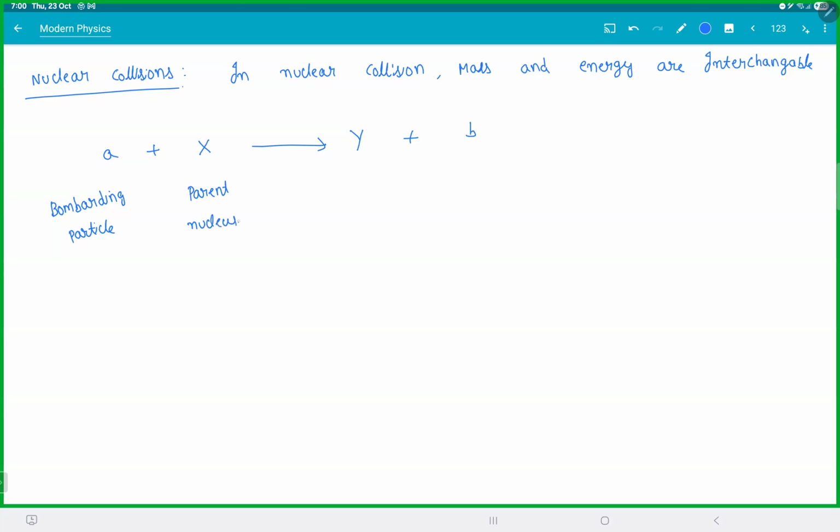So X is your parent nucleus. This Y is a daughter nucleus. So whenever this bombarding particle hits this nucleus, it transforms into a different nucleus and it emits a particle. So if you take this mass to be m1, which has velocity v1, remember one thing: in nuclear reactions, momentum is always conserved.